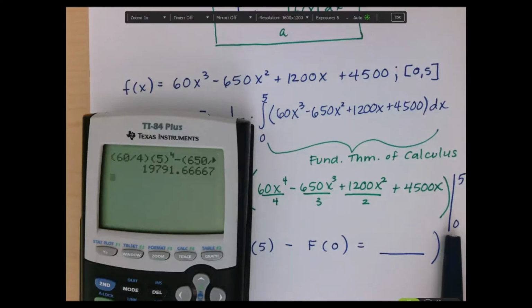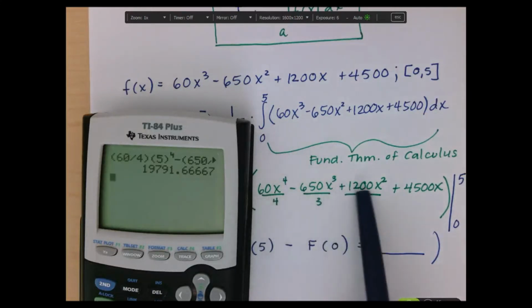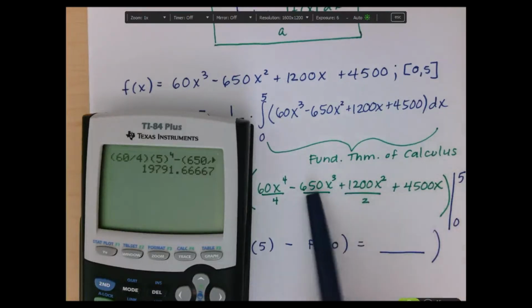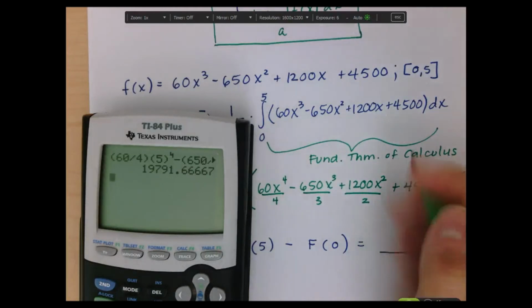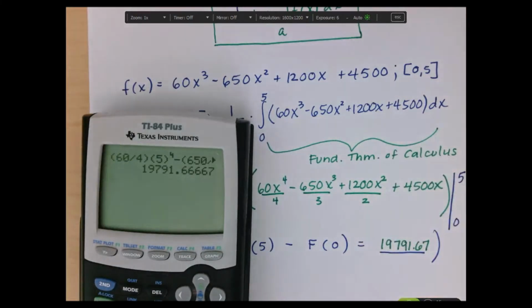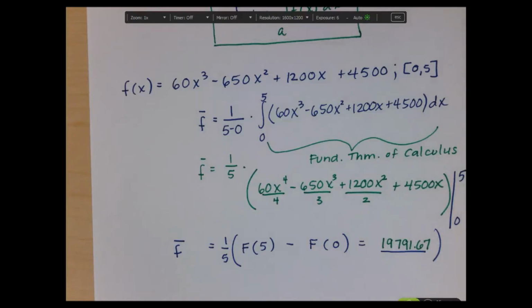But I can actually see that if I'm plugging 0 into this function, every single piece has an x value, and so every single piece will be 0. So in the end, I end up subtracting 0. Using the fundamental theorem of calculus, this is the resulting area under the curve from 0 to 5.